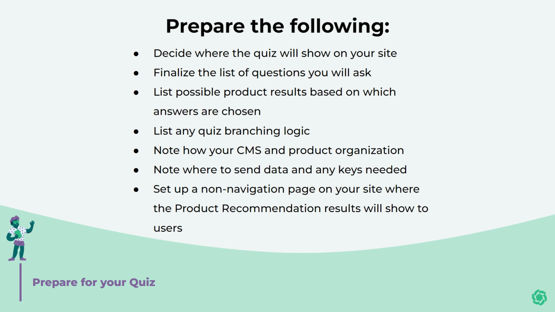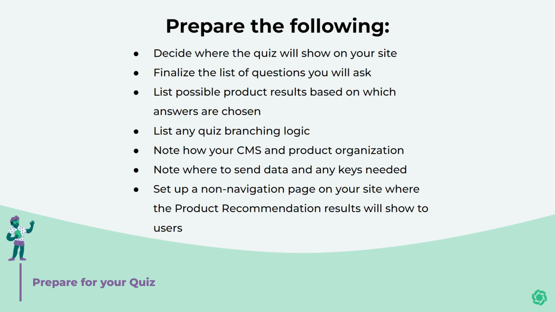After documenting your quiz branching, the next step in preparing to build your quiz is going to be to note how your products are organized in your CMS. First, what CMS or content managing software are you using? Magento, Shopify, WooCommerce? Are your products categorized already? Are they variants? And if so, do those variants have their own SKUs? Taking time to gather this information will help you create your quiz quicker.